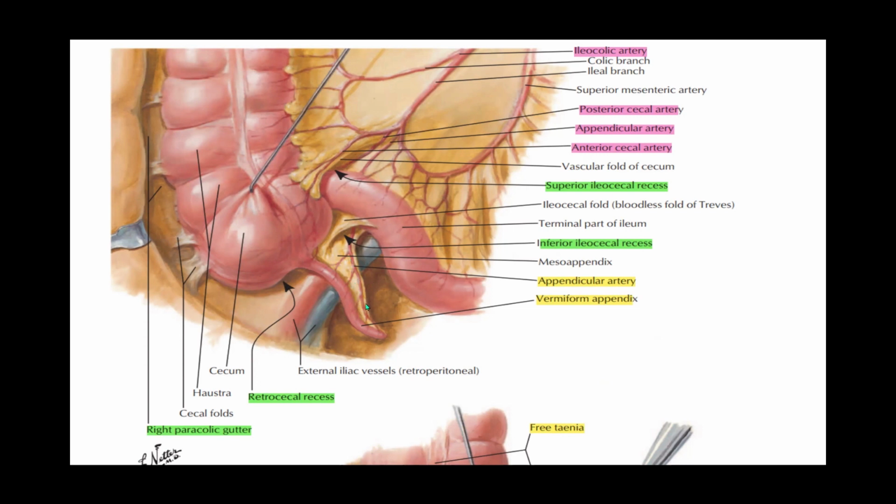So here we can see the appendicular artery, and we'll get to understand this appendicular artery actually comes from the superior mesenteric artery. Okay, so we have this ileocolic artery, which is a branch of the superior mesenteric. We've got the colic branch, we've got the ileal branch, okay? And from this ileal branch, we can see the anterior and posterior cecal artery, okay? And then this appendicular artery also comes from the superior mesenteric.